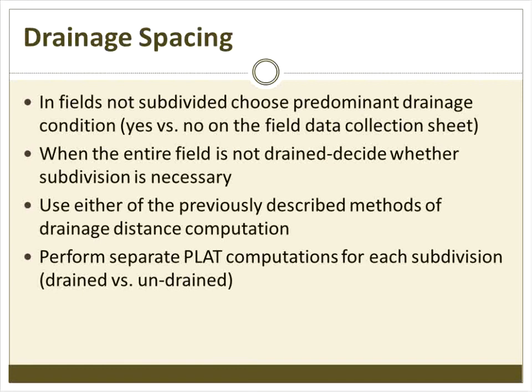In fields that are not subdivided, choose the predominant drainage condition. That's just what we talked about. When the entire field is not drained, you're going to have to decide whether subdivision is necessary. And again, if you do subdivide, you'll have to use a separate plat analysis for each subdivision, as well as a separate nutrient management plan, and potentially that farmer will have to do 2 different pieces of management on that field.